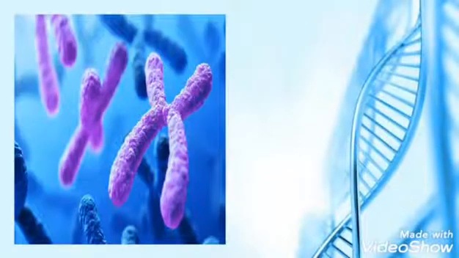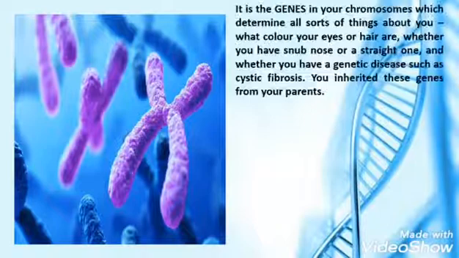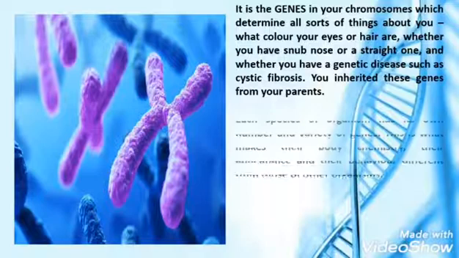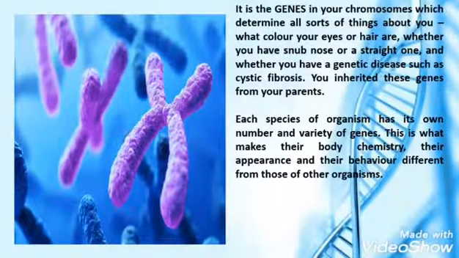It is the genes on your chromosomes which determine all sorts of things about you. For example, what color your eyes or hair are, whether you have a snub or rounded nose or a straight one, and whether you have a genetic disease such as cystic fibrosis. You inherited these genes from your parents.